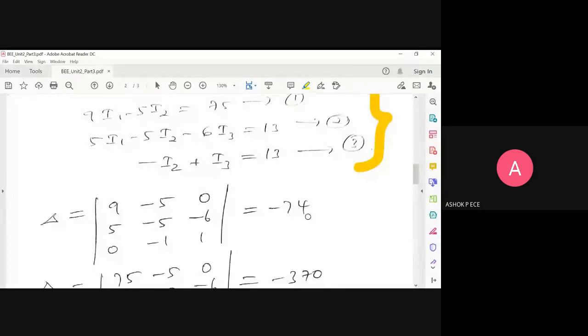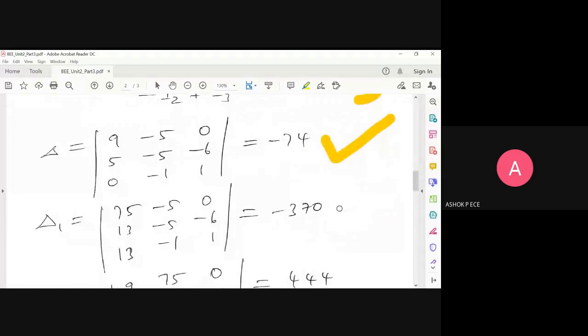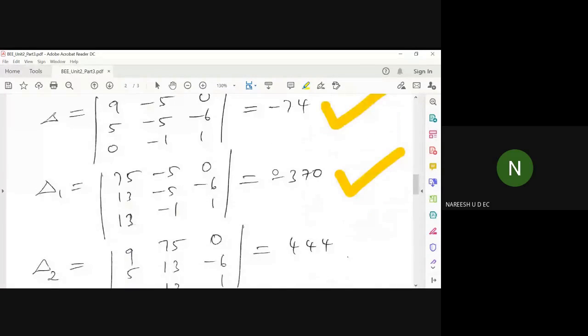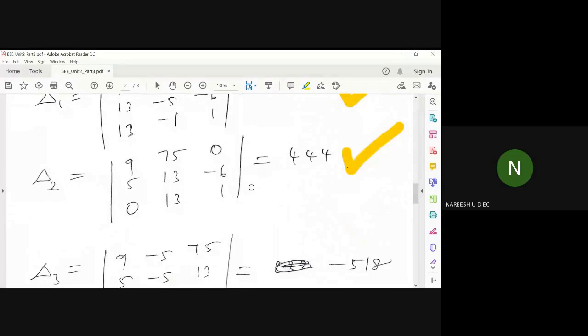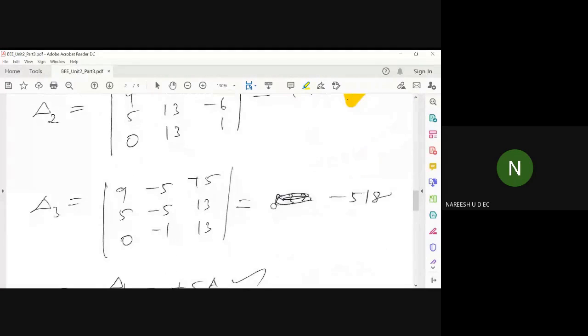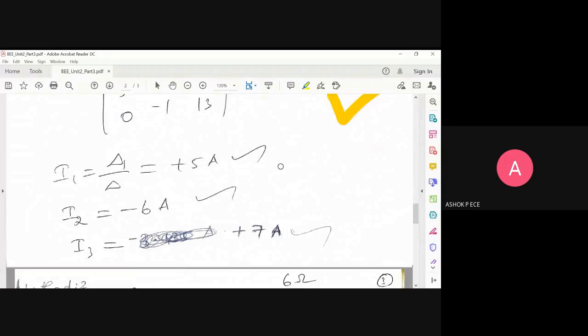Yes. See here, delta is minus 74. Delta 1 is minus 370, sir. Very good. Delta 2 is 444. Delta 3 is minus 518, sir. Yes. So if you solve, you get I1 as 5 amperes, I2 is minus 6, and I3 is 7, correct? Yes, sir.